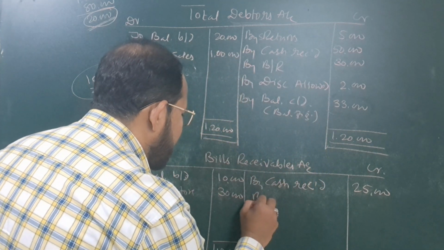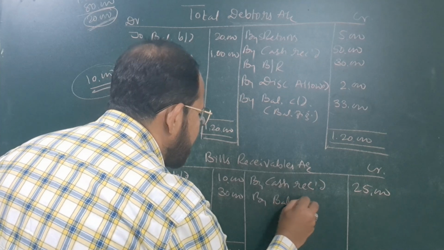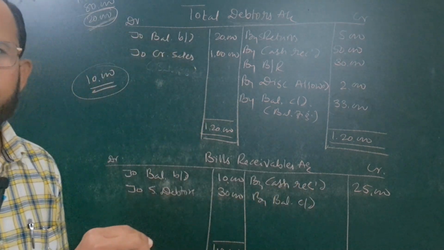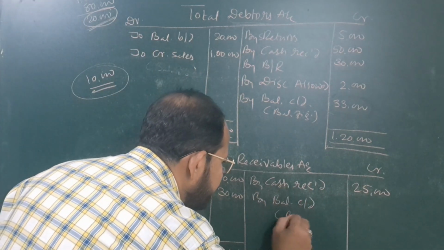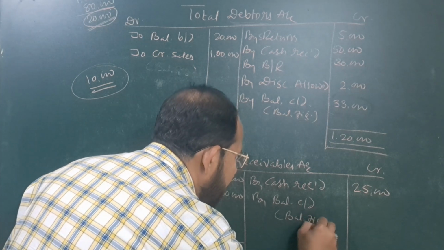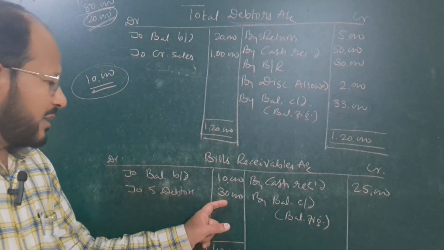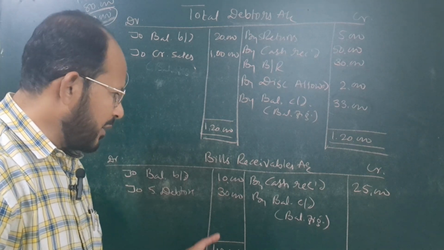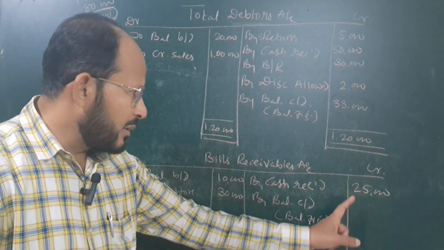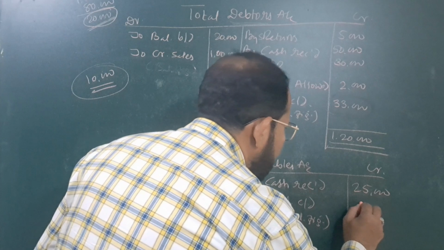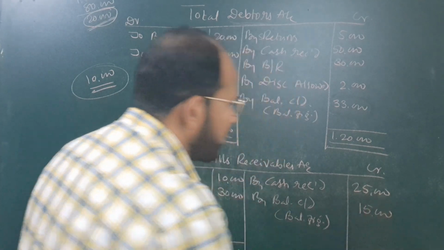And what is the remaining balance? This is called as closing balance of bills receivables. This is the balancing figure. What is the balancing figure? Here 10,000, here 40,000 is there, here 25,000 is there. Therefore the balancing figure is 15,000.